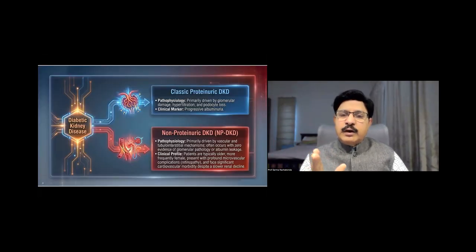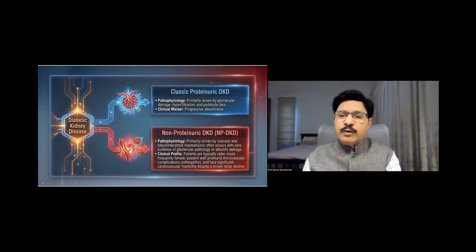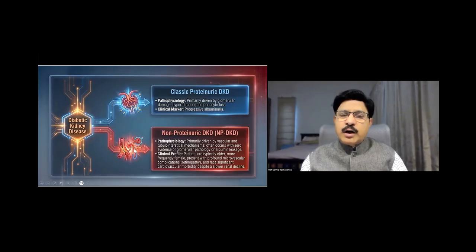There is another DKD called the non-proteinuric DKD or NPDKD. Just like you have heart failure with reduced ejection fraction and heart failure with preserved ejection fraction, two types we are seeing in heart failure, here also, DKD with proteinuria, DKD without proteinuria. This is called non-proteinuric DKD. But this is a new entity, almost last 10 years, and not even that, 5-6 years. In non-proteinuric DKD, the pathophysiology is primarily driven by vascular and tubulointerstitial mechanisms. It is not glomerular disease here.